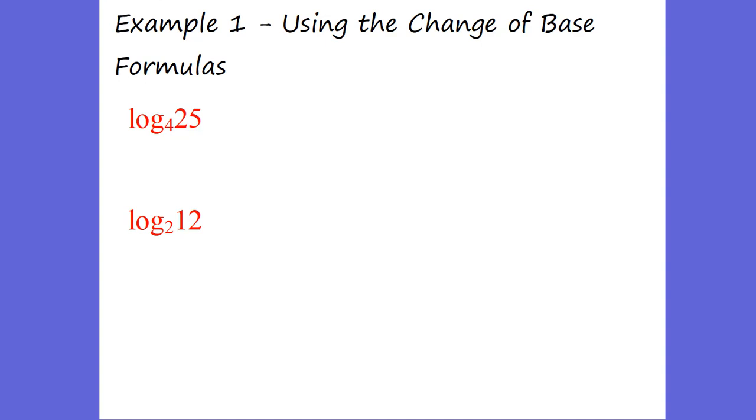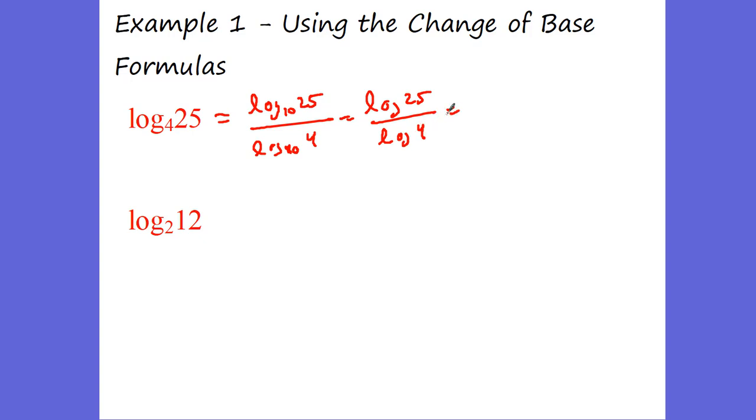In example 1, which uses our change of base formula, we have log base 4 of 25, which means we can do log base 10 of 25 over log base 10 of 4, which is the same in your calculator as log of 25 over log of 4. If you do log of 25 divided by log of 4, you end up getting 2.321928, and so on and so forth. That is how you would do this change of base on your calculator.